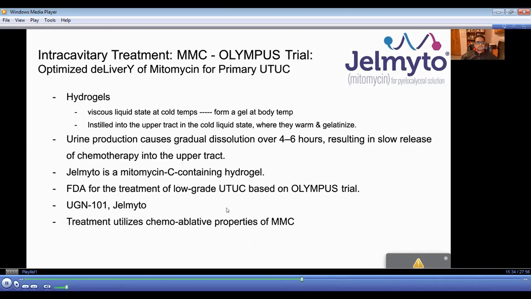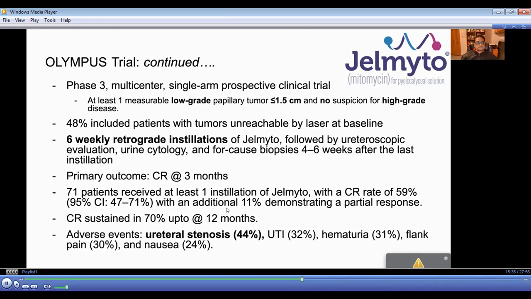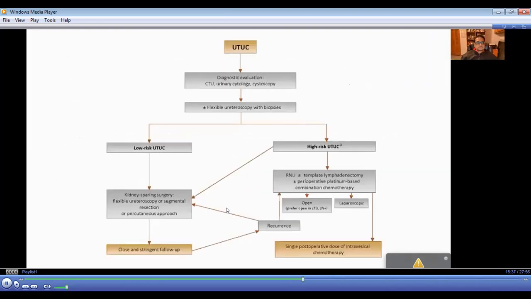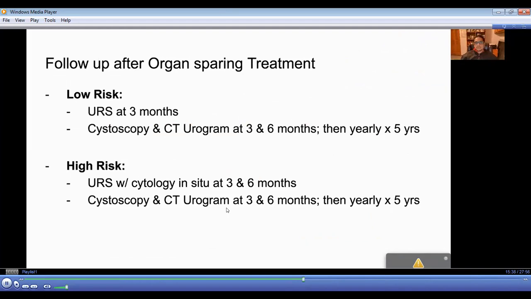Moving on. Keep in mind the follow-up when you do an organ-sparing treatment. You have to keep an eye on the disease. If it's a low-risk disease, ureteroscopy at 3 months, and then further follow-up with the help of imaging. But if it is high-risk, you may have to perform more vigilant under-vision surveillance of the upper tract.